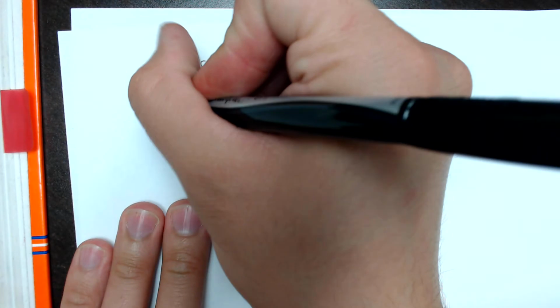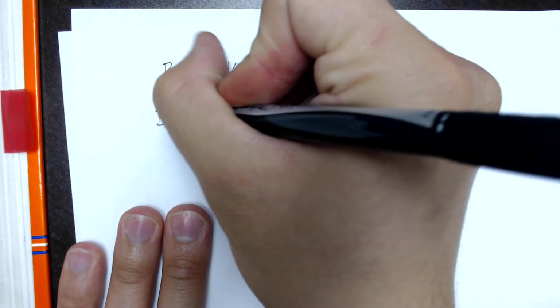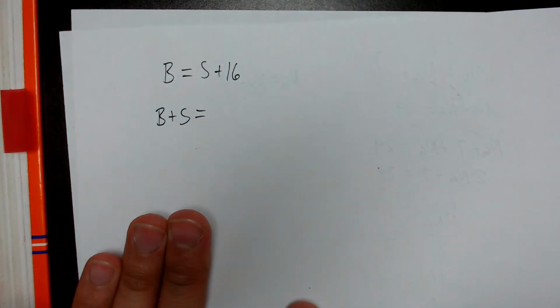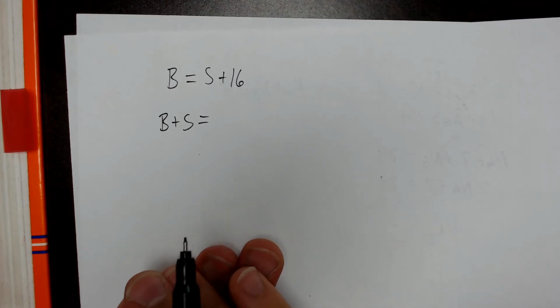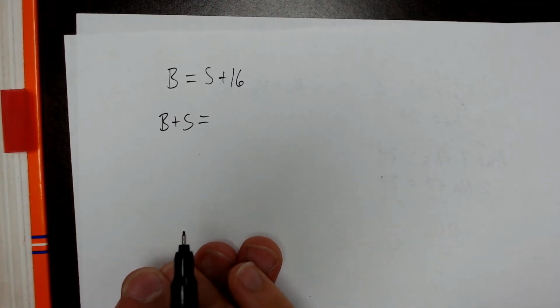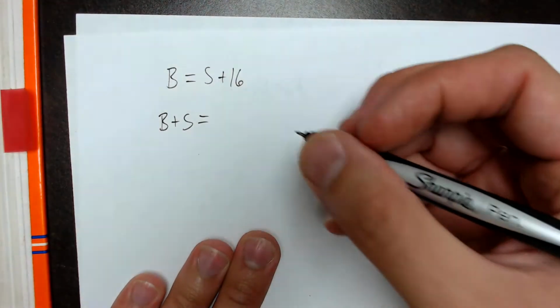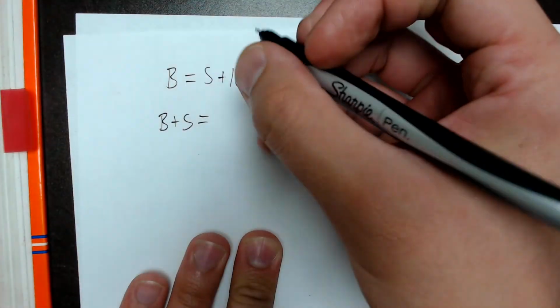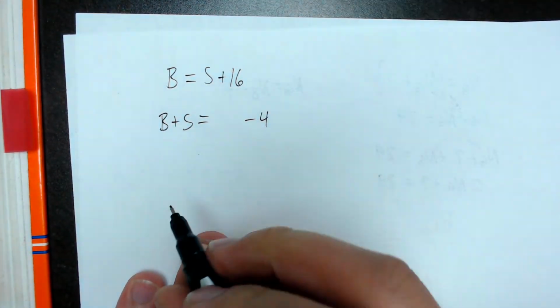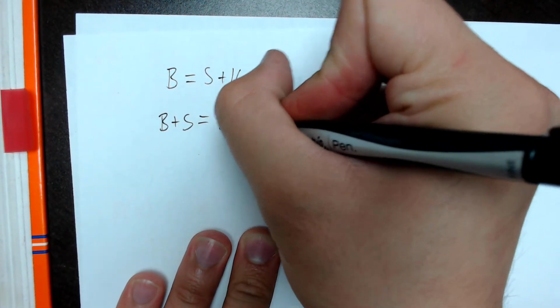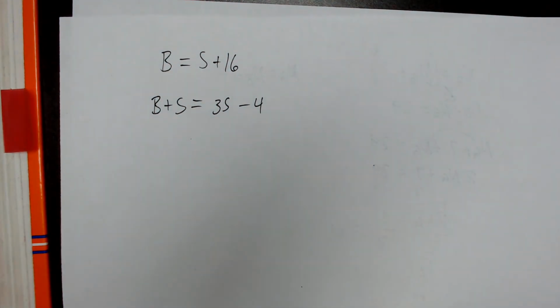Now they tell me when I add them together, so bigger plus smaller, their sum is 4 less than 3 times the smaller. What? So let's break this down. 4 less than 3 times the smaller. 4 less means I'm going to subtract 4 at the end. And then what's 3 times the smaller? Well, that's 3 times s. Now I have two equations, and I can substitute.